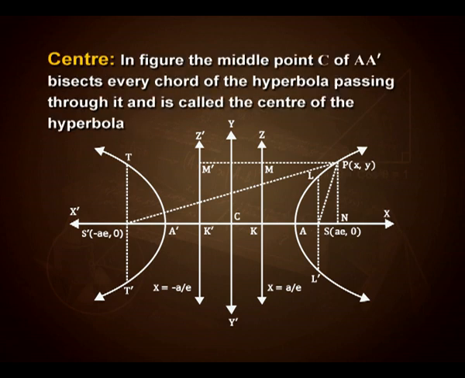What about the center? In the figure, the middle point C of A A dash bisects every chord of the hyperbola passing through it and is called the center of the hyperbola.